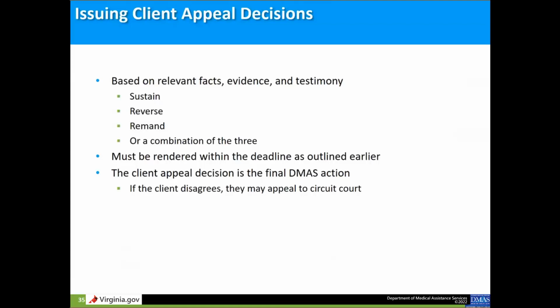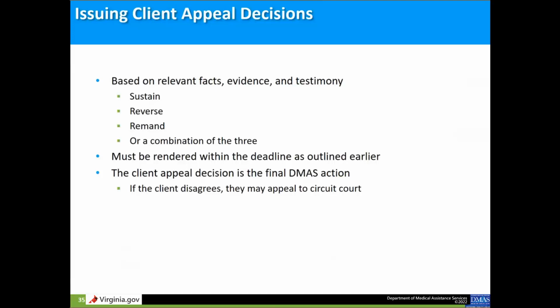DMAS appeals decisions come in the form of a sustain, a reverse, or a remand, and they may actually be a combination of the three if the hearing officer finds, for example, that some processing of the case was correct and other aspects of the case must be addressed by specific remand instructions.